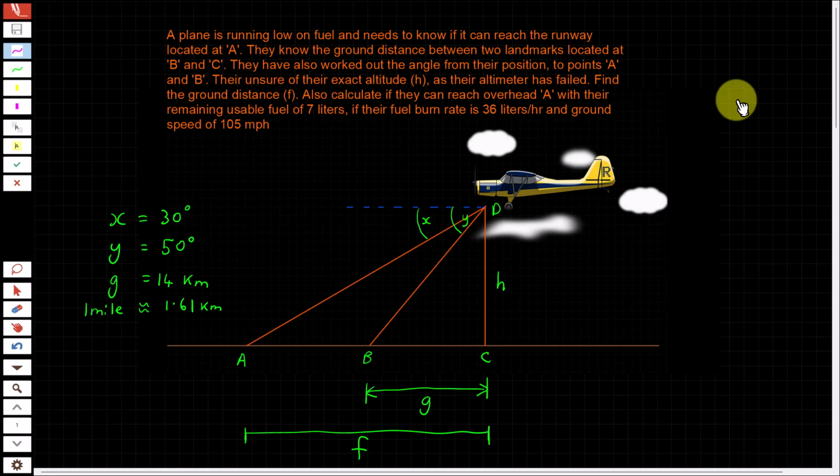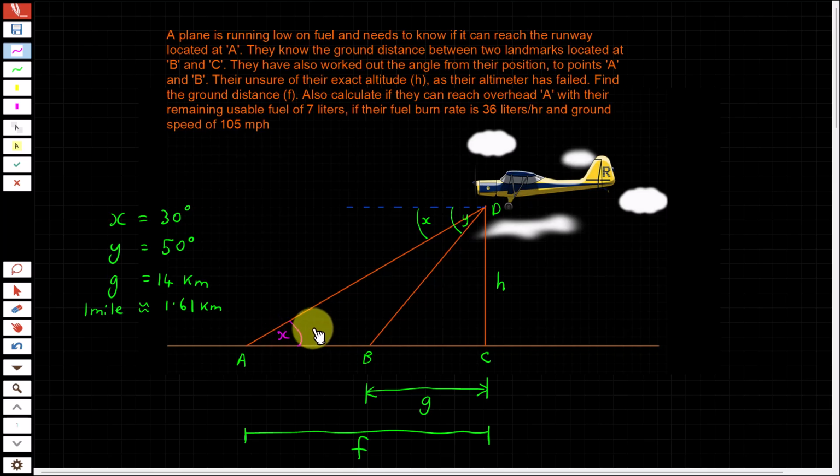Find the ground distance F. Also calculate if they can reach overhead A with their remaining usable fuel of 7 litres, if their fuel burn rate is 36 litres per hour and ground speed of 105 miles per hour.